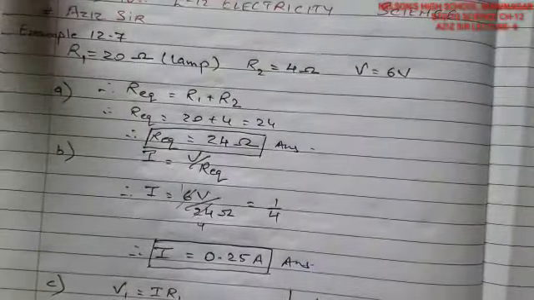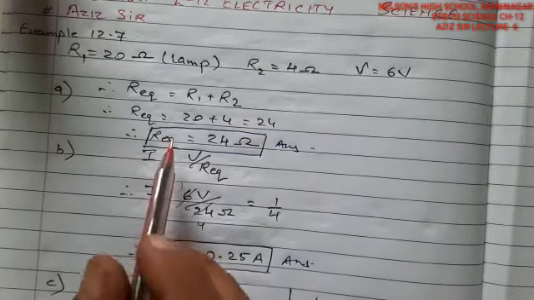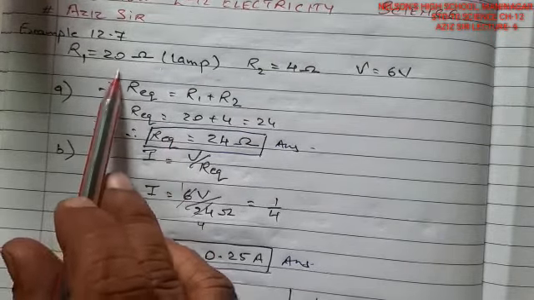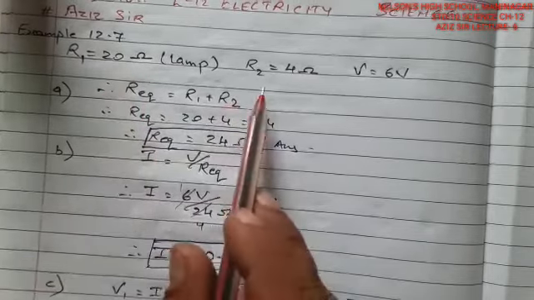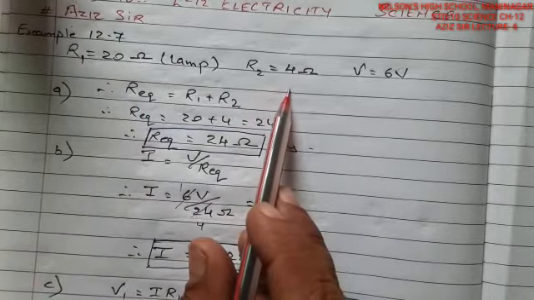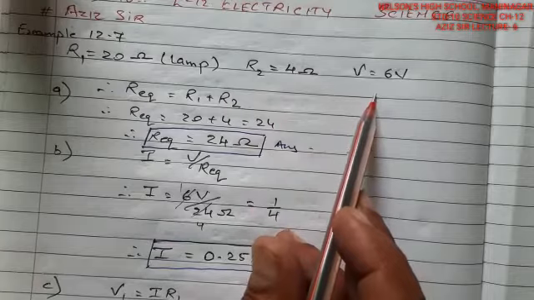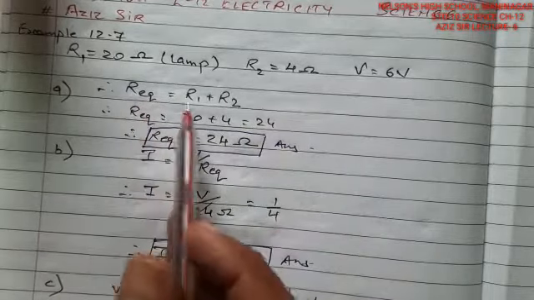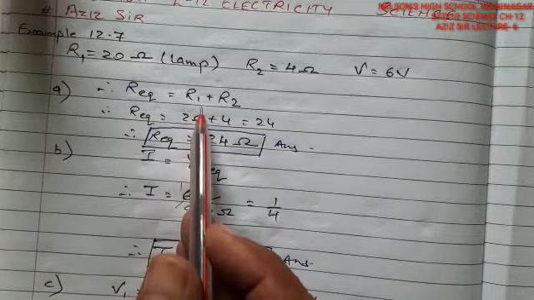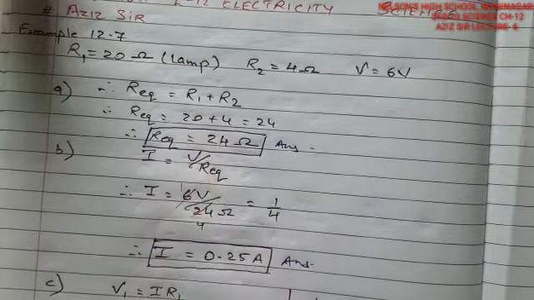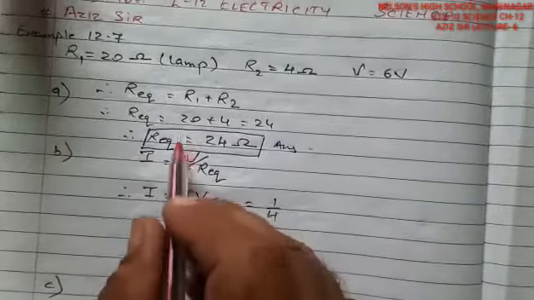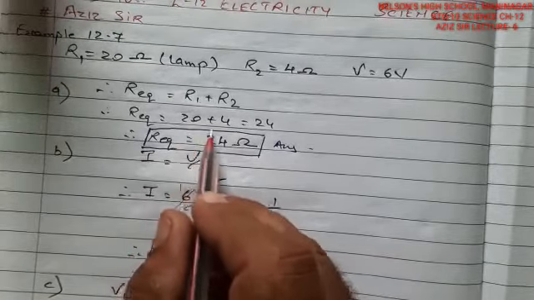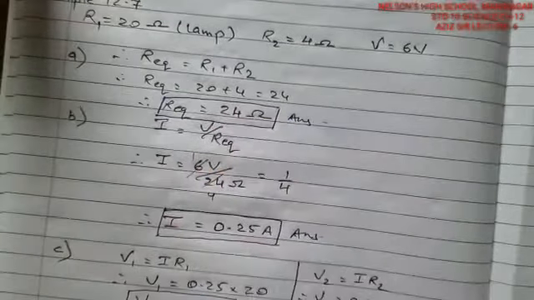Now first we are going to start with the total resistance, as they are in series. The lamp is of 20 ohms and the second resistance is of 4 ohms. The voltage is 6 volt. So the total equivalent resistance in series, the equation is R1 plus R2, right? So adding up 20 plus 4 comes out to be 24 ohms.